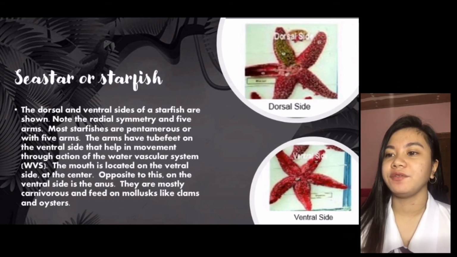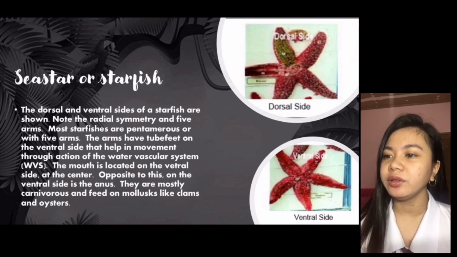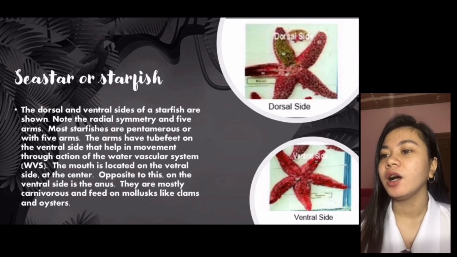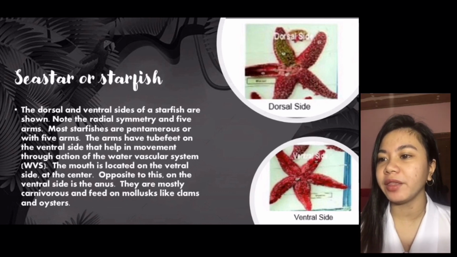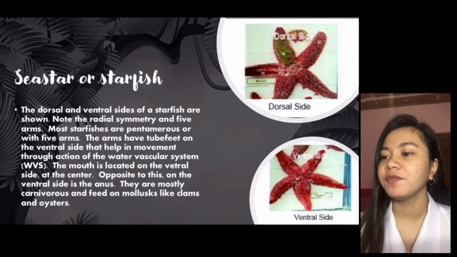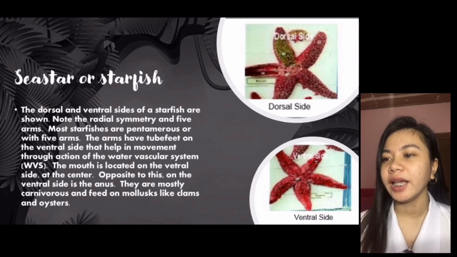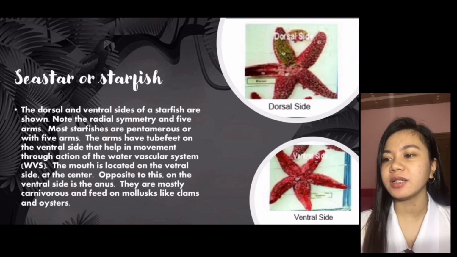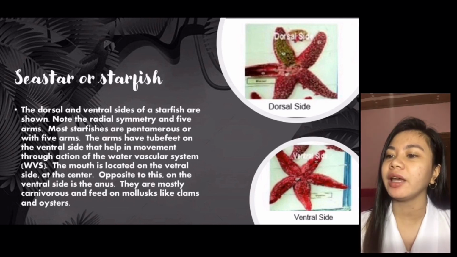Sea star or starfish. The dorsal and ventral sides of a starfish are shown. Note the radial symmetry and 5 arms. Most starfishes are pentamerous or with 5 arms. The arms have tube feet on the ventral side that help in movement through action of the water vascular system. The mouth is located on the ventral side at the center. Opposite to this, on the dorsal side is the anus. They are mostly carnivorous and feed on mollusks like clams and oysters.